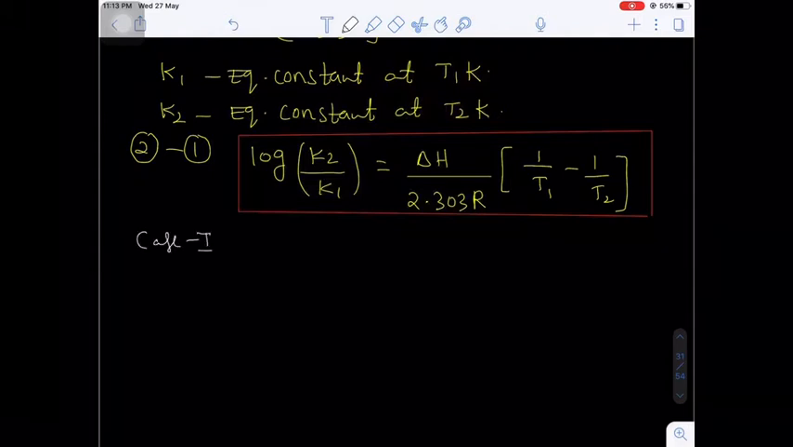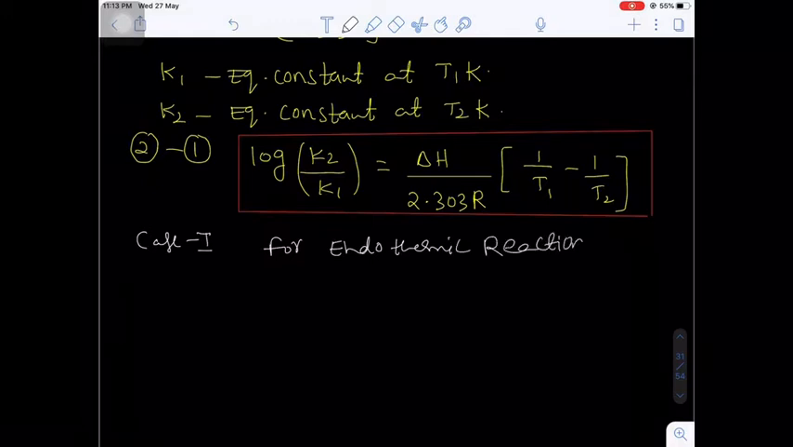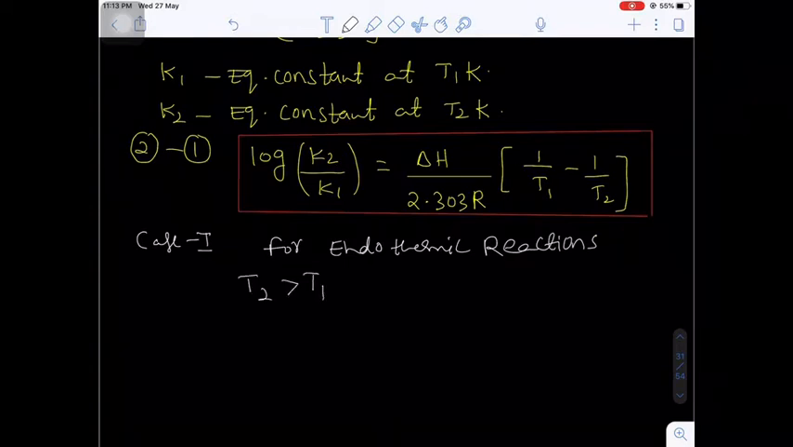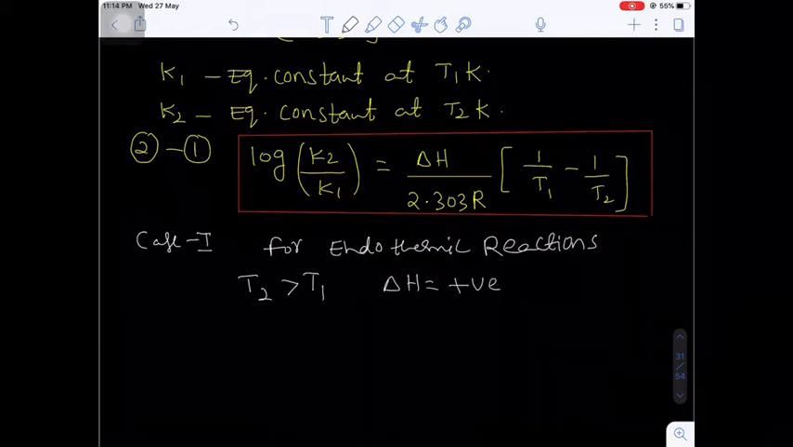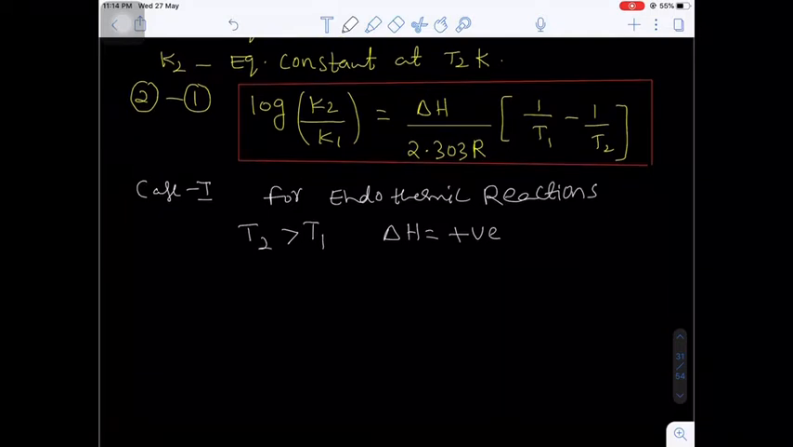Let's suppose we have the first case, endothermic reactions. Which reactions? Endothermic reactions. In endothermic reactions, let's suppose temperature increases. What am I doing here? Increasing the temperature. Do you know in thermodynamics, for endothermic reaction the delta H value is positive. On the right side the LCM is T1 T2, so numerator T2 minus T1 is positive, delta H will be positive, positive into positive, positive.